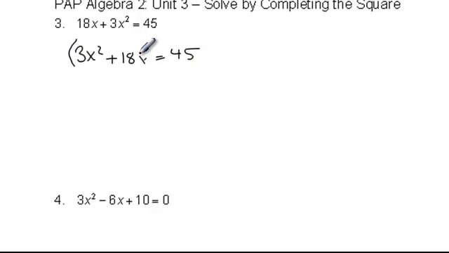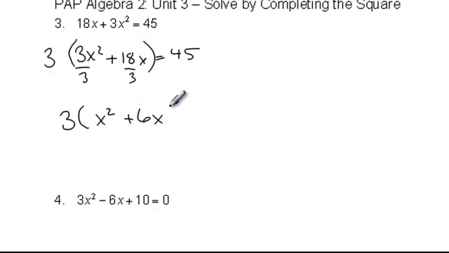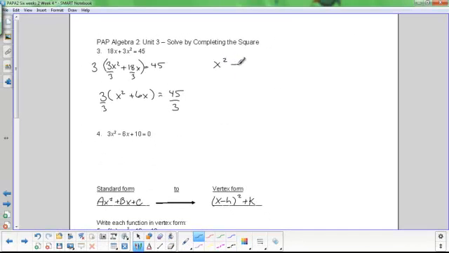This is the first time where you'll have to factor out a. Factor out the 3. When you do that, you use division to factor out the number 3. So you get 3 times x squared plus 6x equals 45. Divide that factored value out to the other side of the equation. X squared plus 6x equals 15.